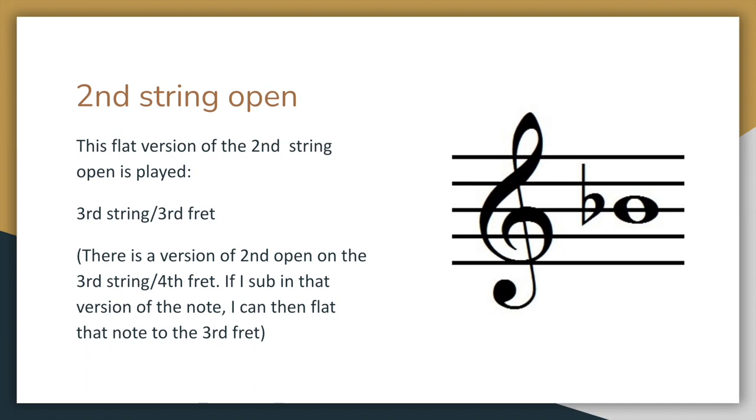Now the same thing can be said for the 2nd string open. Okay, so if we play the 2nd string open flat, it's supposed to be 3rd string, 3rd fret. So there is a version of the 2nd string open on the 3rd string, 4th fret. Again, when we use an option of tuning, we can go to the 3rd string, 4th fret, compare that to the 2nd string open. They are technically the same exact note. So you can sub in that note as a replacement, and then because that's playing on the 4th fret, we can flat it down to the 3rd fret. Or just memorize 3rd string, 3rd fret.